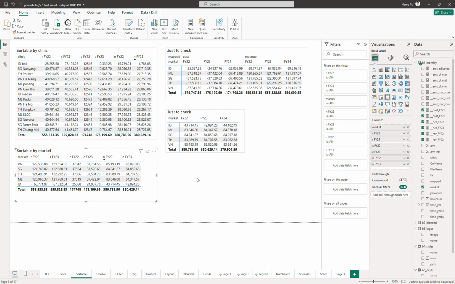That's all about the sortable pivot. The trick is you have to use a table in here, and then you have to write a lot of expressions to put in the table, and as a result, you can sort by any order you want.